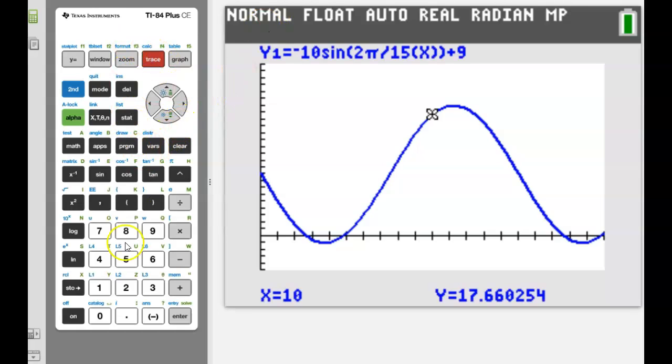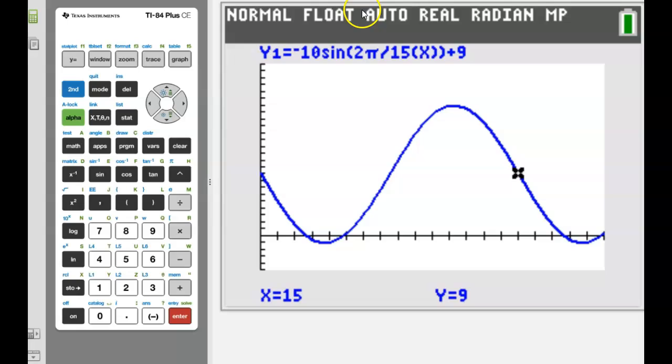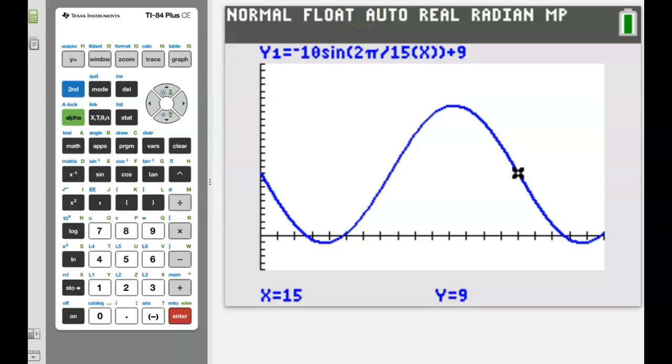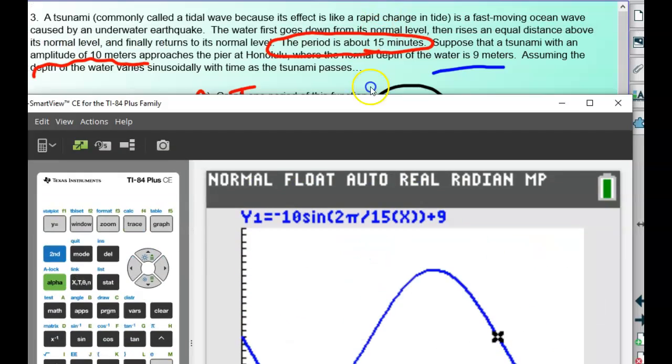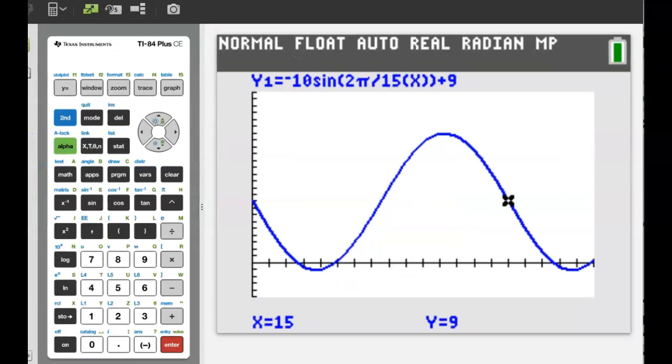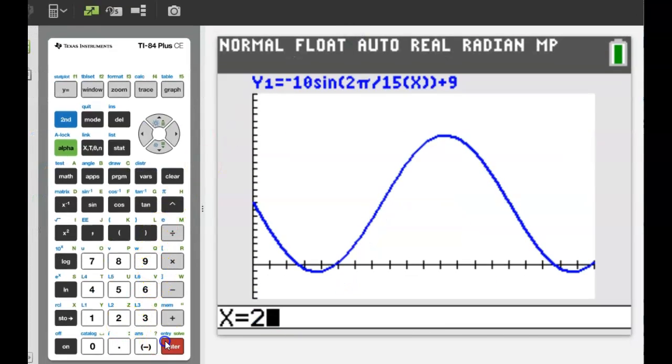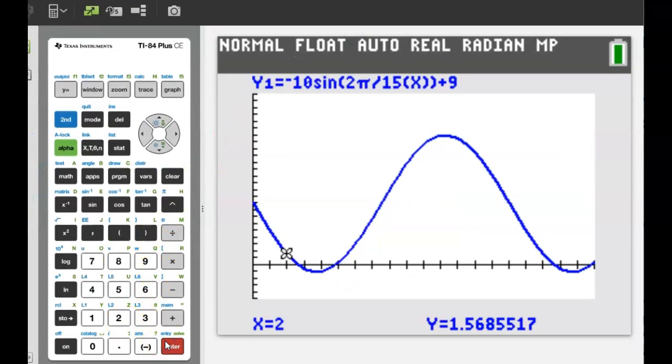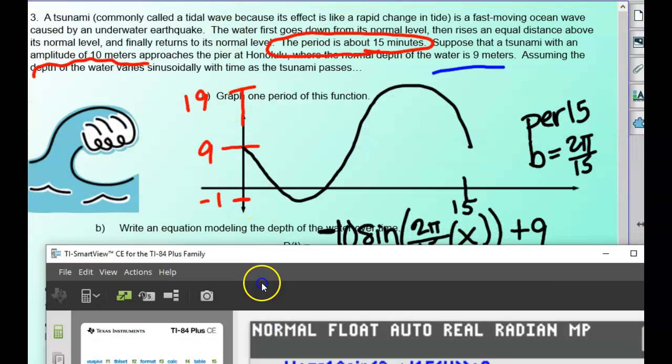So what did we know? At time 0, it was at 9, and 15 minutes later, it was back. Those are the 2 times I checked to make sure it's working. And it worked without the parentheses? Okay. The inside parentheses were unnecessary. Okay. Predict the depth at the following times. At 2, I have 1.6. Everybody get that? What else does it ask for? 4 and 12.